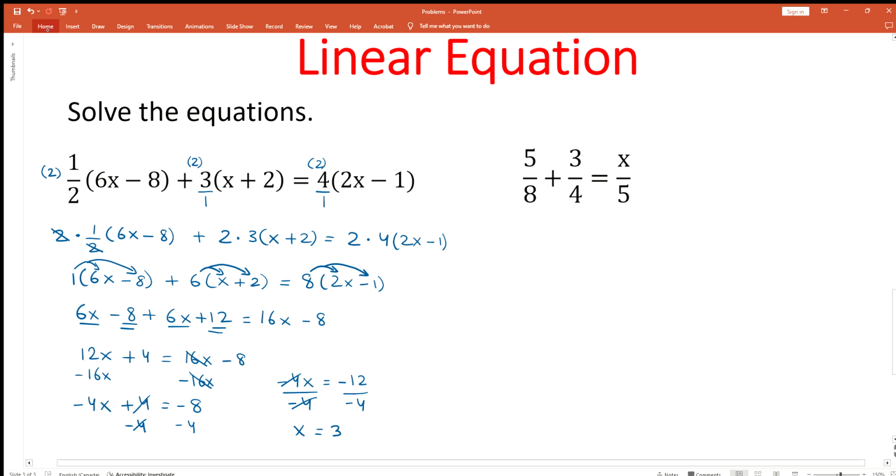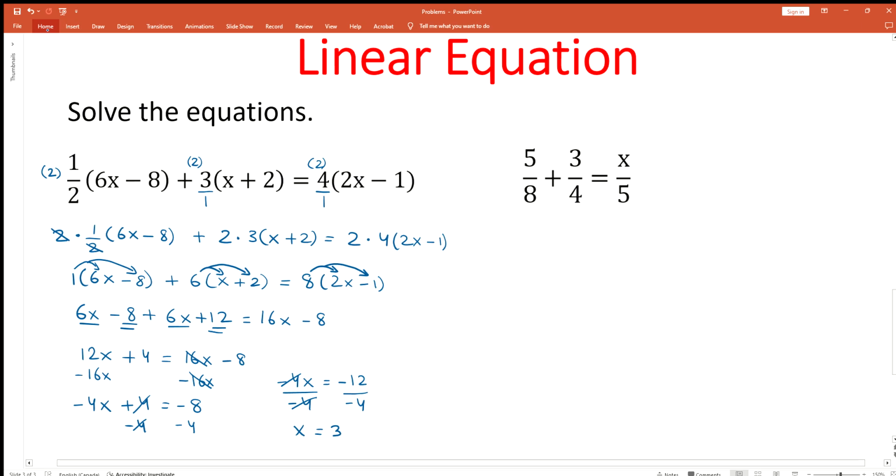Now we can solve the second equation. 5 over 8 plus 3 over 4 equals x over 5. In this equation, there are three terms. All of them are in fraction form. It'll be easier to solve this equation if we can get rid of the fractions.